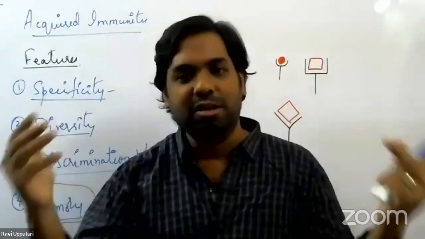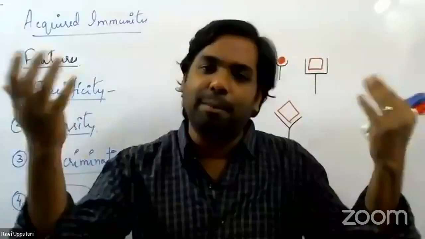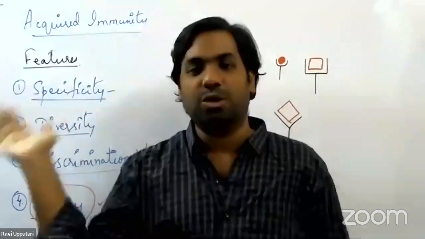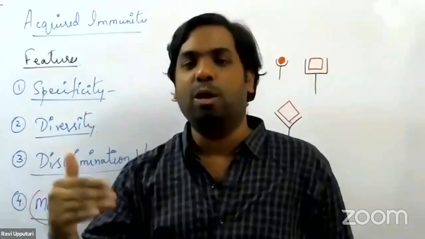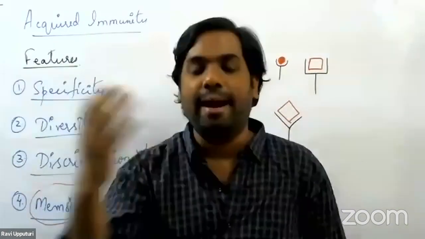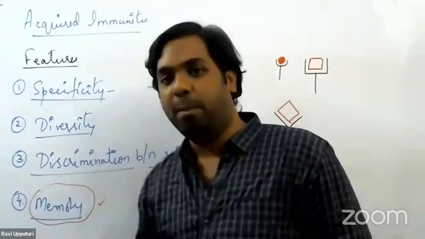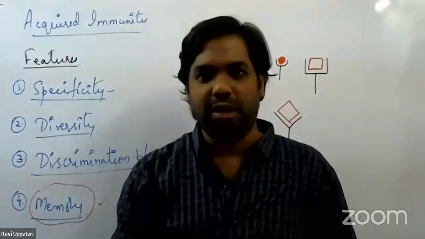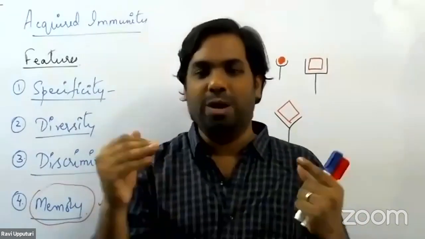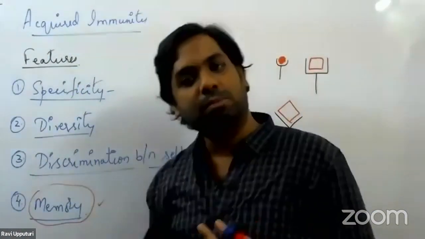Whenever the second time or third time the same Salmonella typhi is seen, again the memory cells will start remembering it. So that's how the immune response will be much faster whenever the same antigen enters our body for the second time. The reason for that is memory cells. That's the reason why a person who has suffered from chickenpox will never suffer from chickenpox again in their lifetime. The reason for that, memory cells.